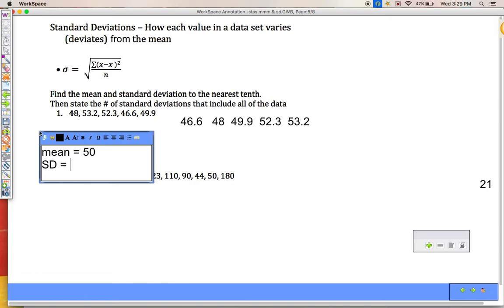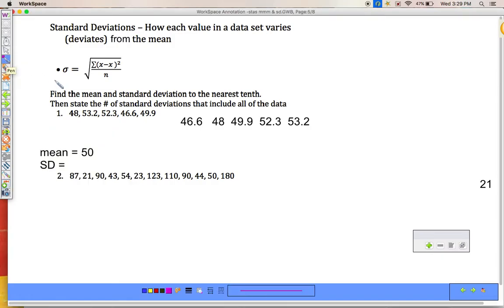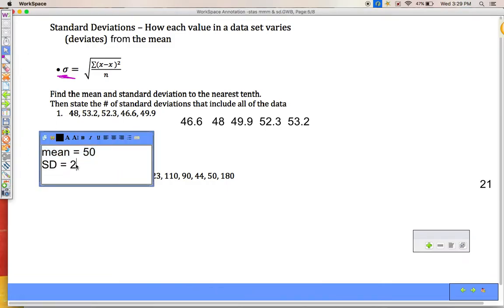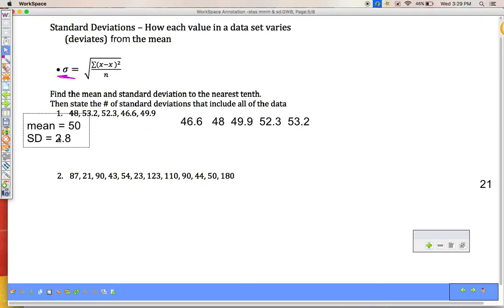The symbol you will see that denotes standard deviation is this little symbol right here. All right, so that's half of it. All right, so now what we're going to do is I want to know how many standard deviations it's going to take to include all the data.